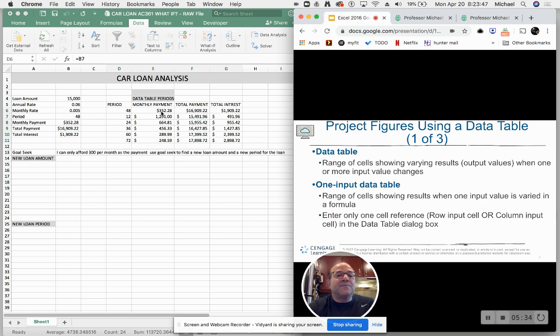So now our data table shows us a range of various outcomes. This is a single variable table. We're varying the period, and we're seeing how these different periods change the monthly payment and total interest. So for 4 years, we're paying $352. For 1 year or 12 months, we're paying a lot more, about 4 times more. And if you can afford that payment, actually, though, look at what happens over the life of the loan.